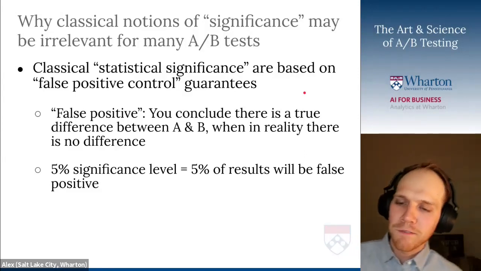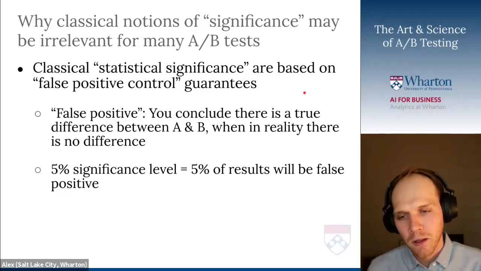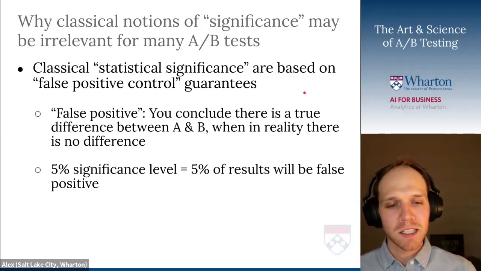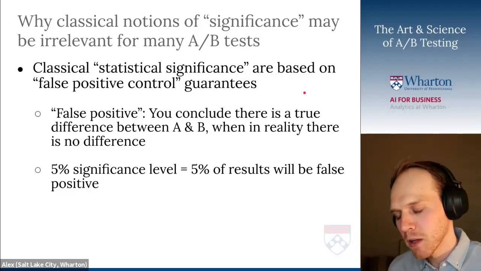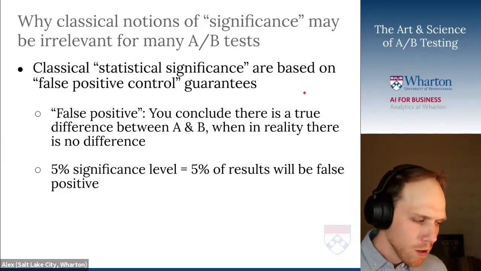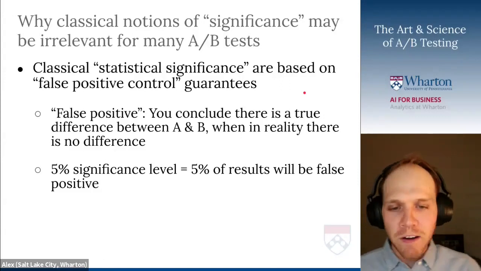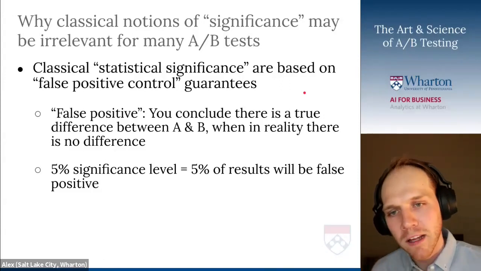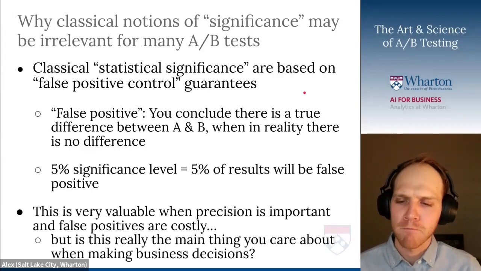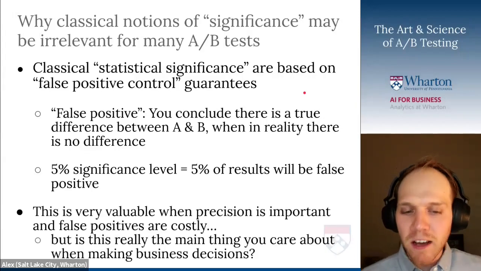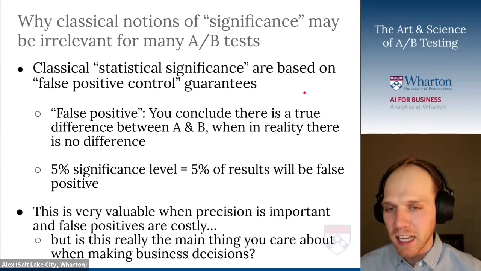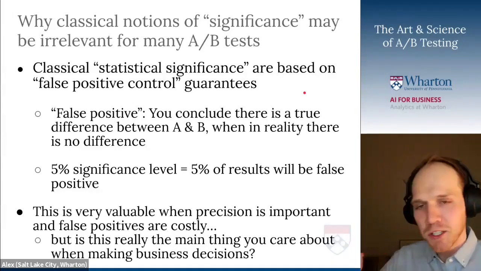So a 5% significance level, which is the common scientific threshold that a lot of people use for deciding whether a result is significant, means that essentially 5% of the time you're going to conclude that there's an effect there when there really is not an effect. Now, this is valuable when precision is important, right? Controlling false positive rates can matter a lot, right? Especially in fundamental science, right?